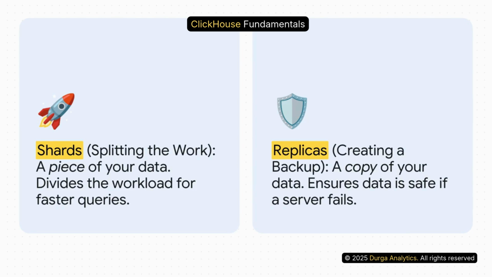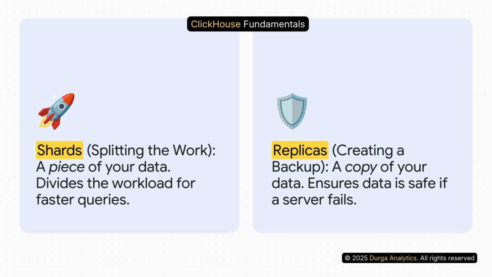Now, when we talk about scaling out, there are two words you have to get straight in your head: sharding and replication. They sound similar, but they do totally different things, and it's so important to know the difference. Think of it this way. Sharding is for speed. It splits up your data and the work. Replication is for safety. It makes copies of your data so nothing gets lost.